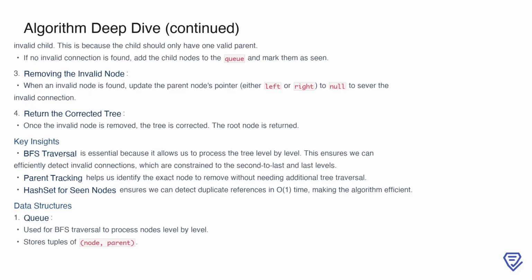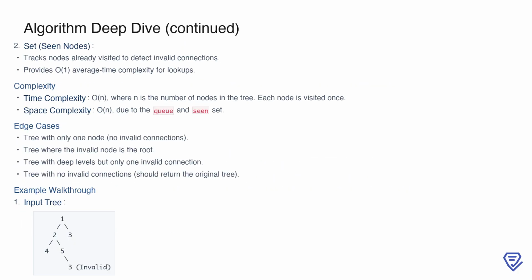Additionally, tracking parent nodes ensures we can pinpoint exactly which pointer needs to be updated. Lastly, using a hash set for seen nodes allows us to detect duplicate references in constant time, ensuring the algorithm remains efficient. The two primary data structures that underpin this solution are the queue and the set. The queue is used for the BFS traversal, allowing us to process nodes level by level, and it stores tuples consisting of a node and its parent.